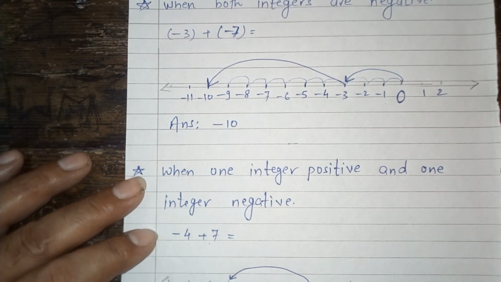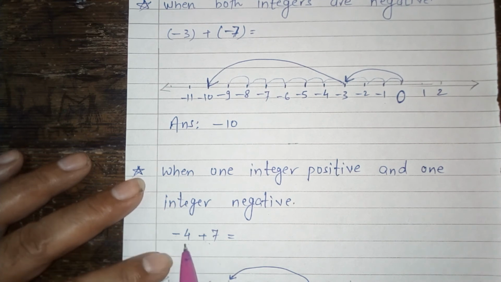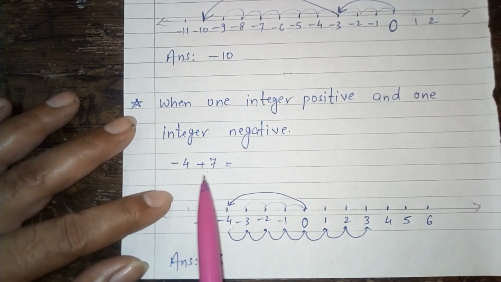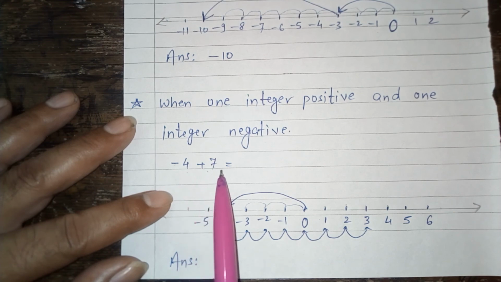Okay. Then after, from 0 your first integer is minus 4. So from 0 we will take 4 steps to the left side of 0. Why are we taking the left side? The meaning is the first integer is minus 4. Now look here. 0, this is 1, 2, 3, 4. It is minus 4. Then from minus 4 we will take 7 steps.